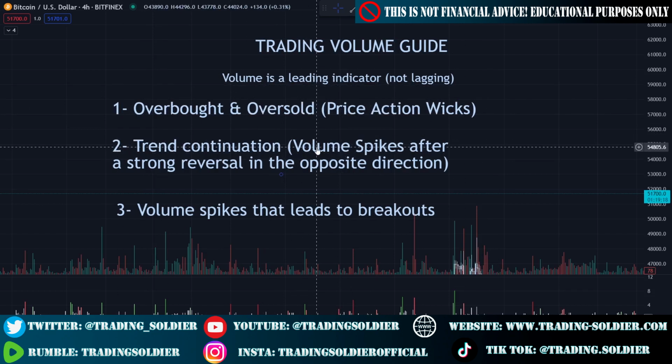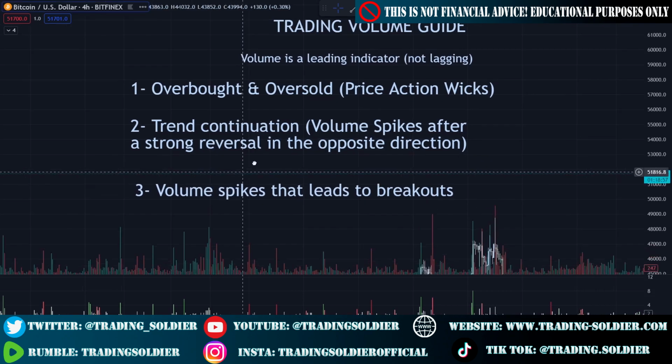The second scenario is trend continuation, when we see volume spikes and the price action is not telling us that there is a clear rejection with long wicks, okay? So we can assume that these candles with a lot of momentum are indicating trend continuation to the upside, bullish continuation, or to the downside, bearish continuation.